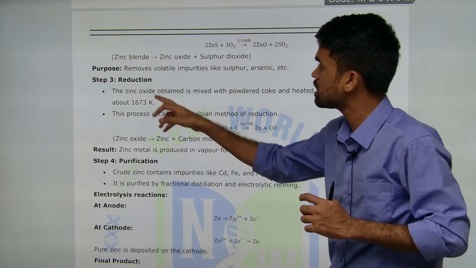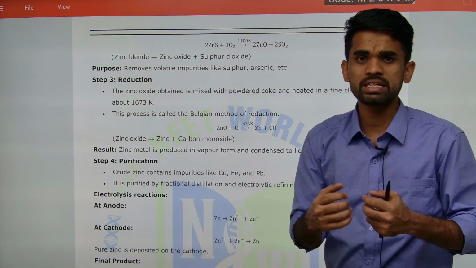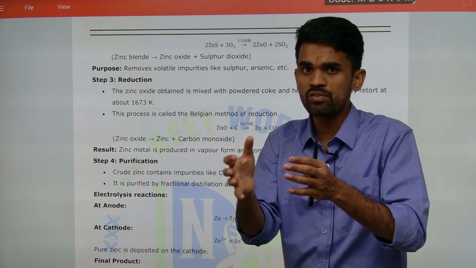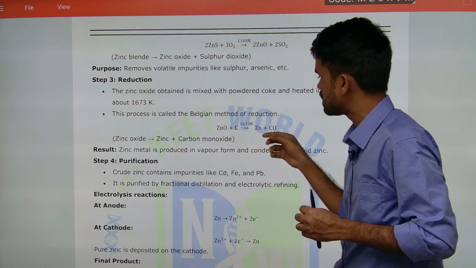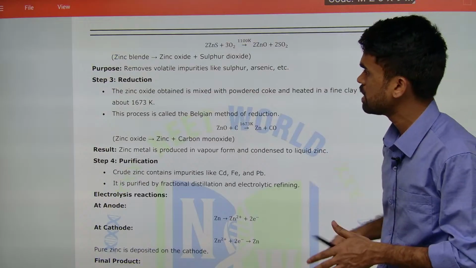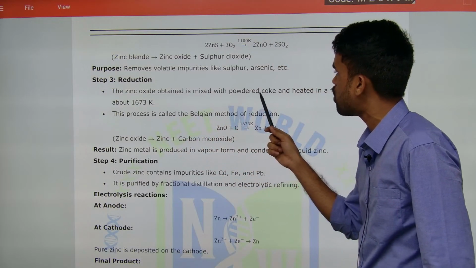So for that process we can use a reduction. What do we mean by reduction? It's a basic definition we have now. Removal of oxygen is called a reduction. So we need to remove this oxygen so that our zinc will be formed over here. So just see, zinc oxide, the zinc oxide obtained is mixed with powdered coke.